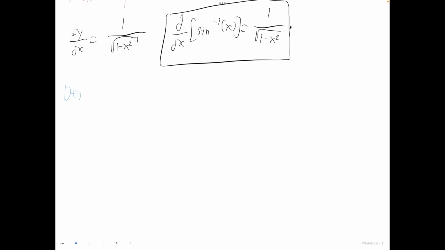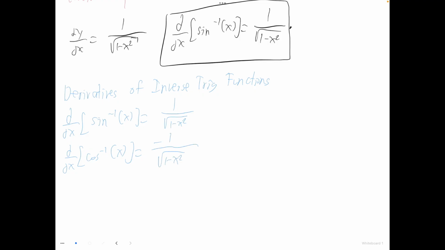And so the following are the derivatives of inverse trig functions. So we've already got the one we computed before, the derivative of sine inverse of x. It's 1 over the square root of 1 minus x squared. The derivative of cosine inverse of x is negative 1 over the square root of 1 minus x squared. The derivative of tangent inverse of x is 1 over 1 plus x squared.